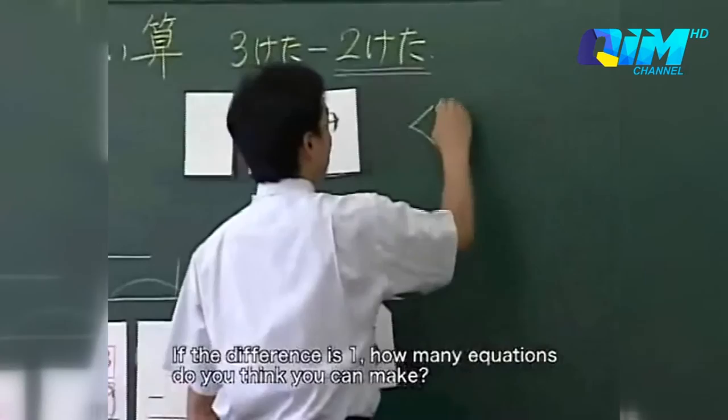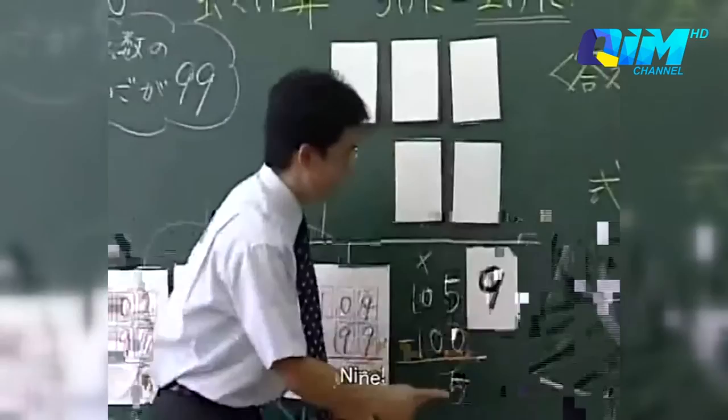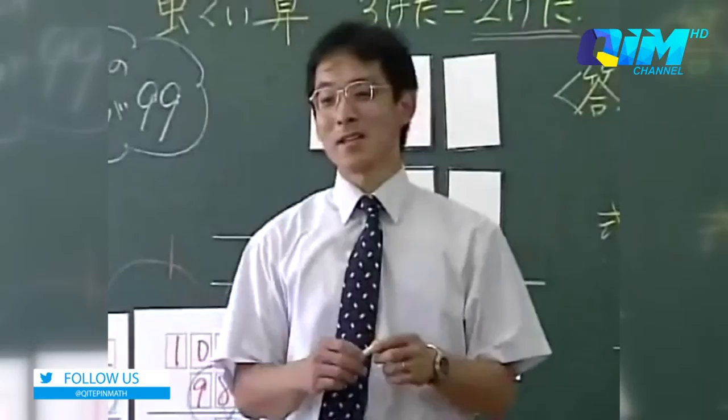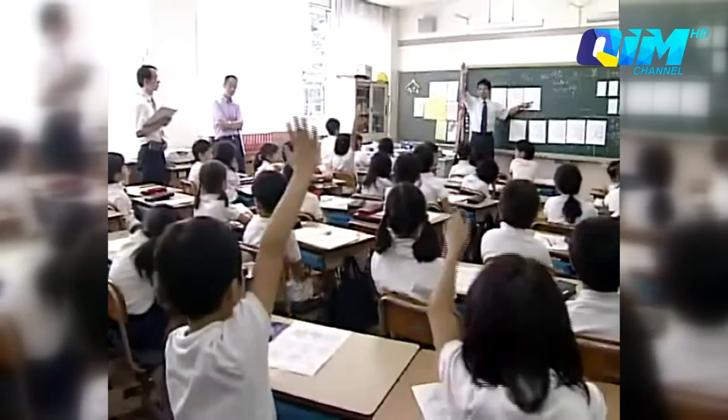Then came the moment Mr. Seiyama was waiting for. これだったらどうな、何個あると思う？本当かな？ The children discovered the other rule. There are the same number of possible equation combinations as the value of the difference.